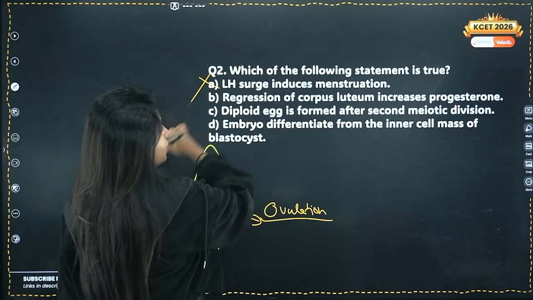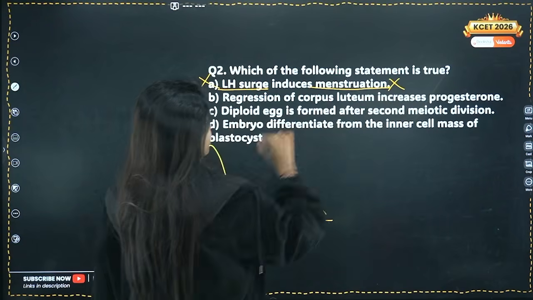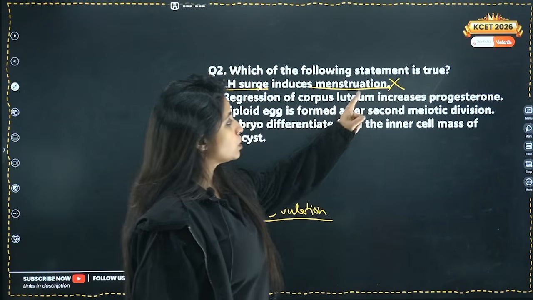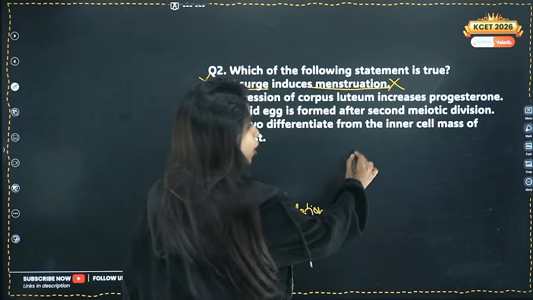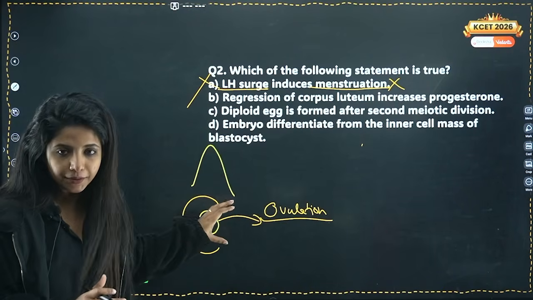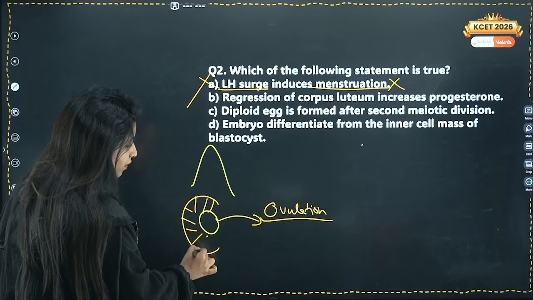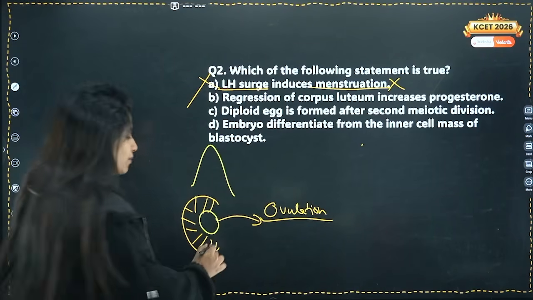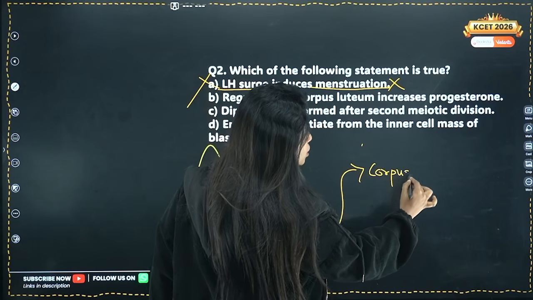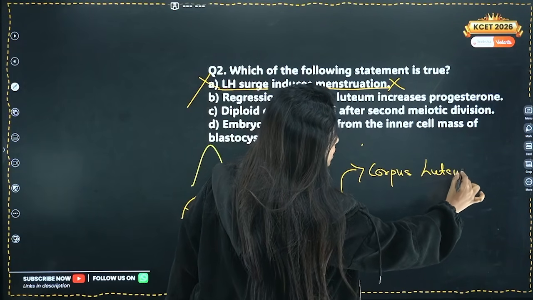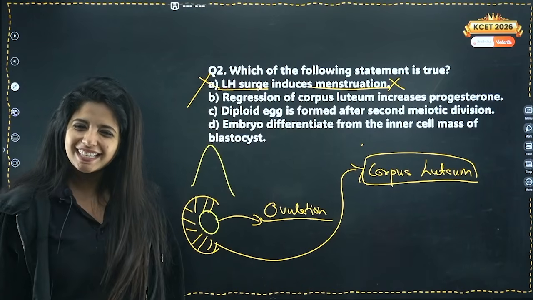So this statement is wrong because here it says that LH surge induces menstruation. Wrong, ma'am. Now, regression of corpus luteum increases progesterone. You know what? You have corpus luteum. Okay, so basically we were here, right? Ovulation happened. Then what happens to this Graafian follicle? Whatever is left behind, what happens to it? Basically, it is still there with another name. You call this corpus luteum. Ma'am, this corpus luteum is there, but why is it still there?